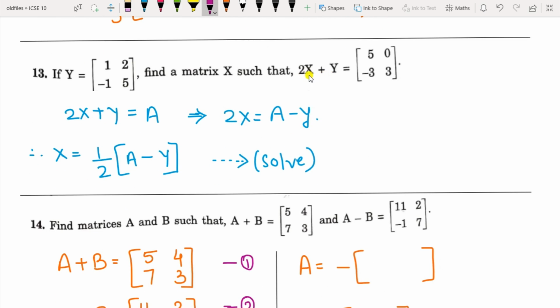Similar question here also, 2X plus Y equal to, this is the given matrix here. I have named it as A. So you have to find the value of X in this case. So bring Y and 2 onto this side. So it will be X equal to 1 by 2 bracket A minus Y, and then substitute the values of A and Y, and then you can solve it.